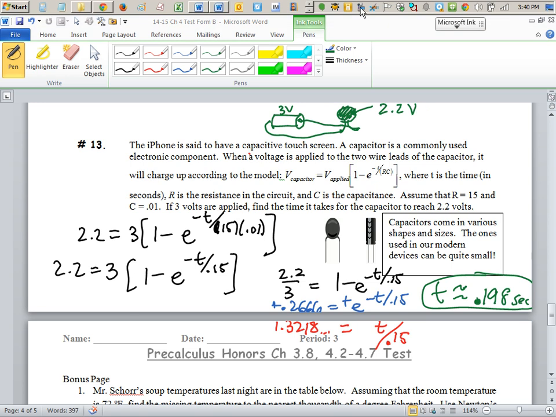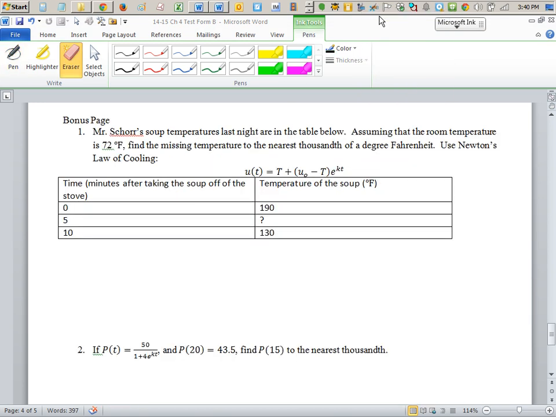Okay, next is our bonus page. Alright, so I gave you a table of data. Mr. Store's soup temperatures last night are in the table below, assuming the room temperature is 72 degrees Fahrenheit. Find the missing temperature to the nearest thousandth of a degree Fahrenheit. Use Newton's law of cooling.